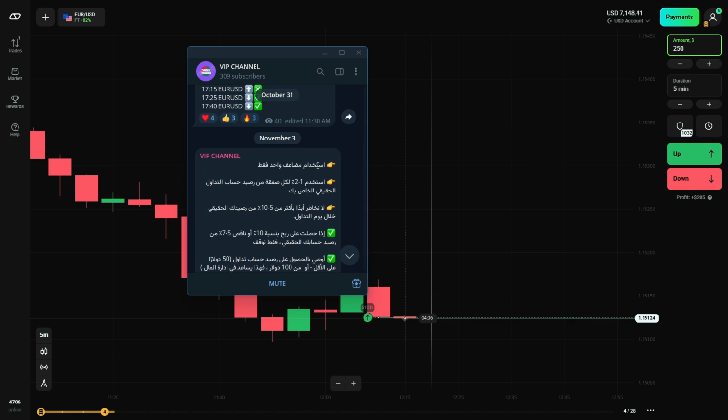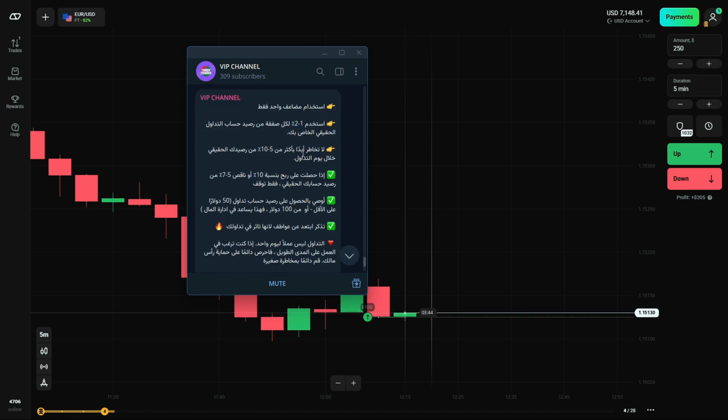All of this is mentioned here. Use only one double. Use 1 to 2% for each trade. That means only enter with 1% of your capital. Of course, I'm entering with only 1 to 2% of my capital. Don't take risks. That means in a single session, no more than 5 to 10%.